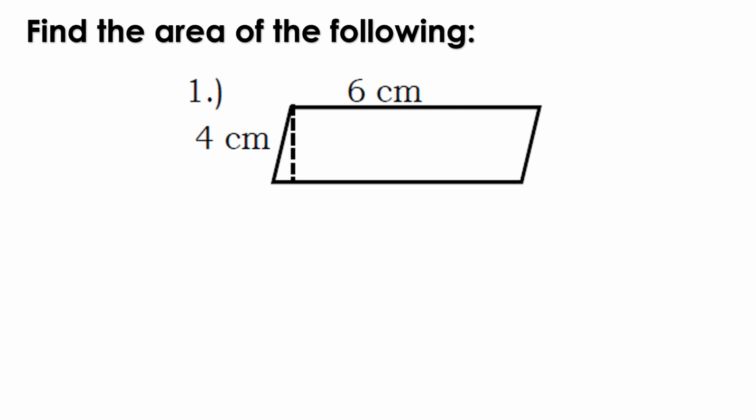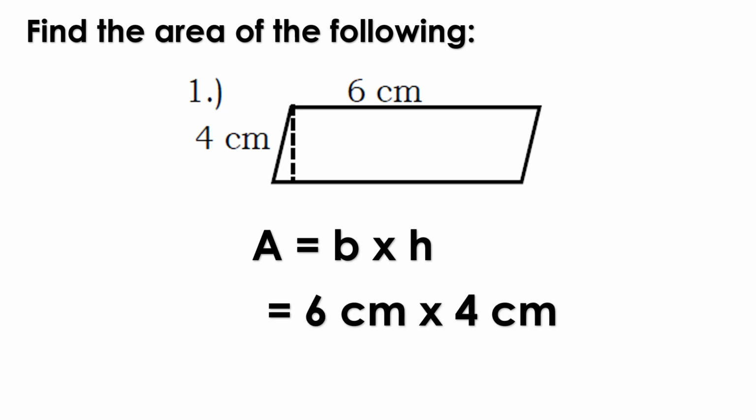If you can still remember, the formula in finding the area of a parallelogram is A equals B times H. Then substitute the values for B and H. That is equal to 6 centimeters times 4 centimeters. The answer is A is equal to 24 centimeters squared.